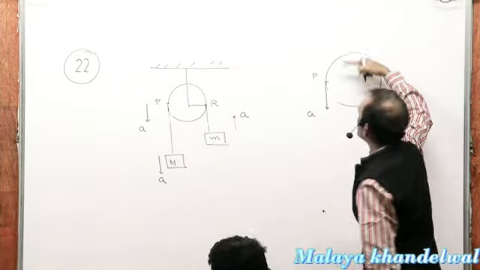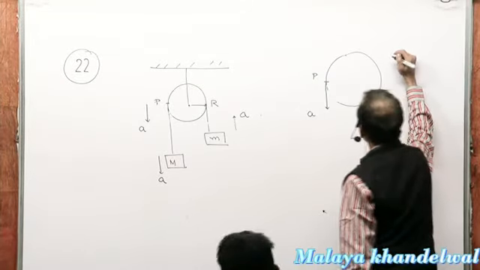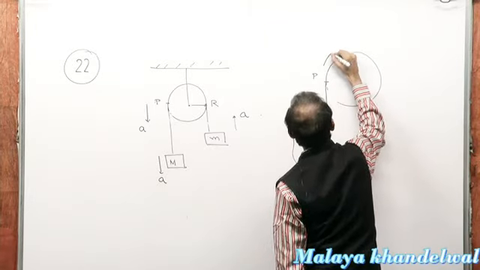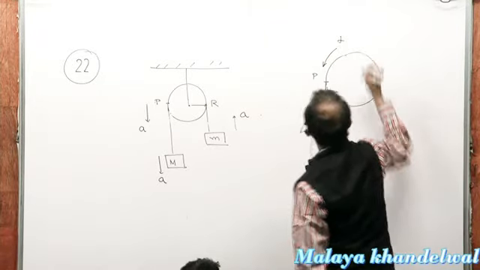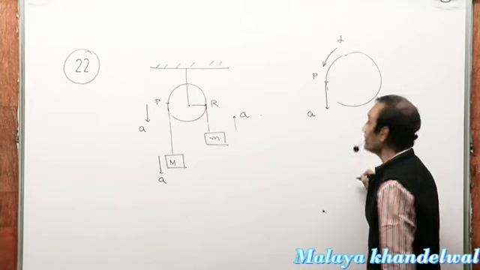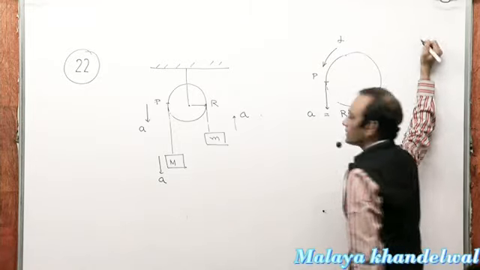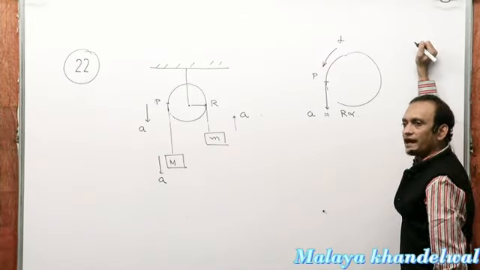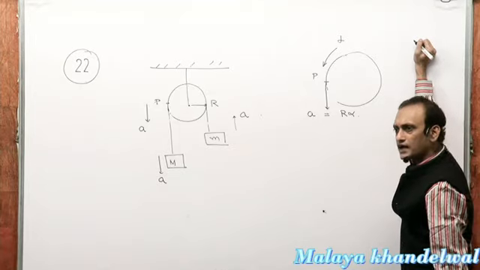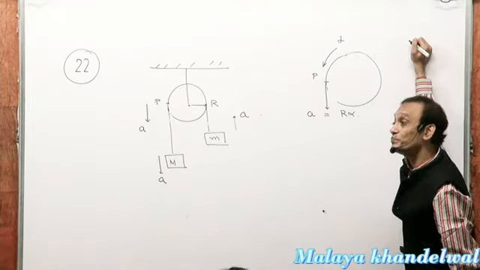That means the tangential acceleration is A. If there is tangential acceleration, there must be angular acceleration alpha of the pulley. A is then R alpha. The relationship between tangential acceleration and angular acceleration is A equals R alpha. Now, if there is alpha, there must be torque acting on the pulley.